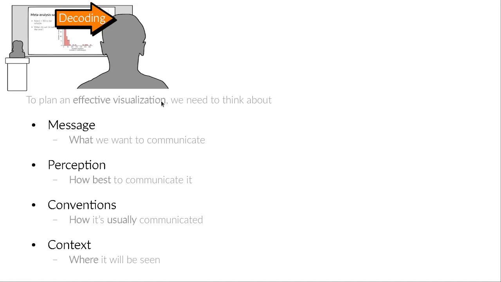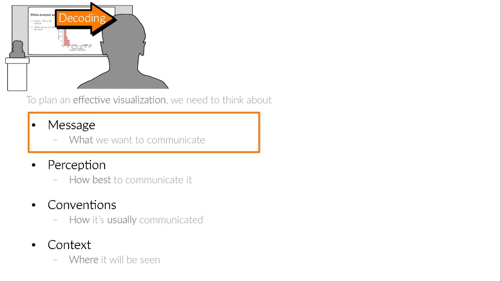In order to plan an effective visualization, we need to think about the message, that is, what we want to communicate, perception, how best to communicate it, conventions, how it's usually communicated, and the context where it will be seen. First, we'll talk about what we want to communicate.